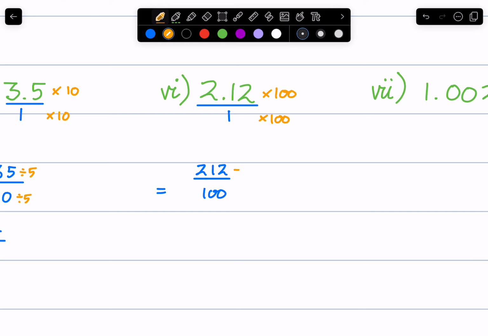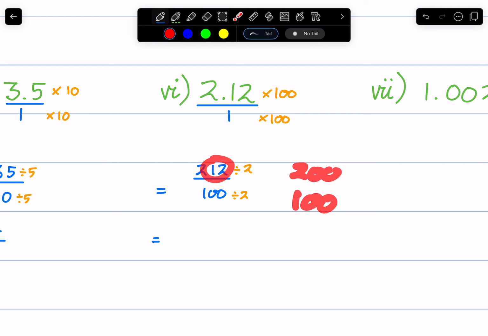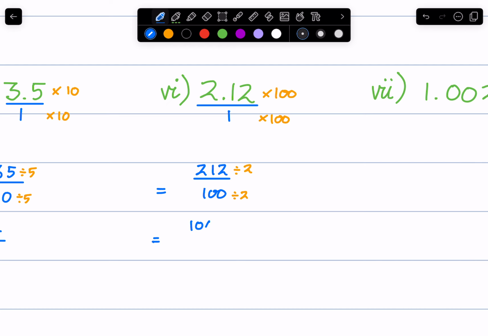Now both of these are even numbers. So I know we can divide both by 2. We can halve both of them. 212. 1/2 of 200 becomes 100. 1/2 of 12 becomes 6. So the half of 212 is 106. And half of 100 is 50.